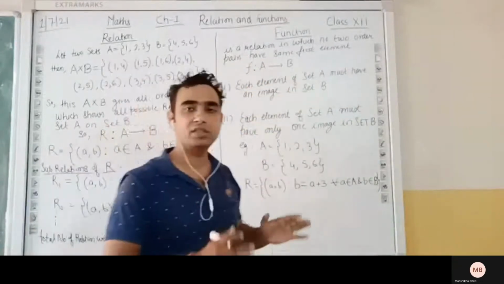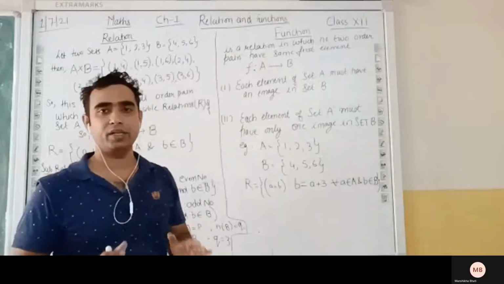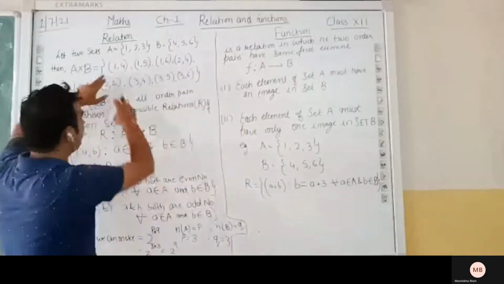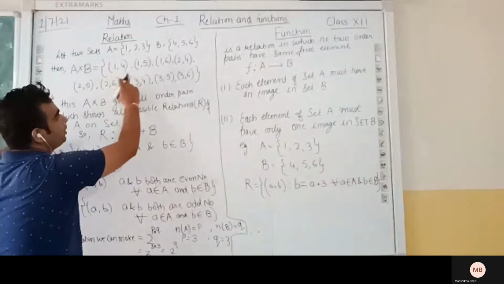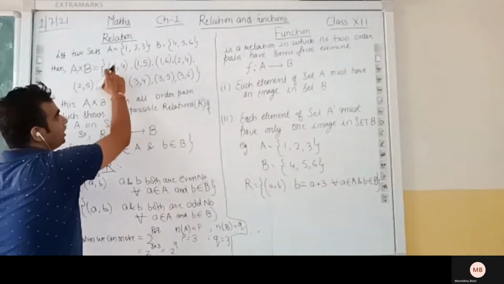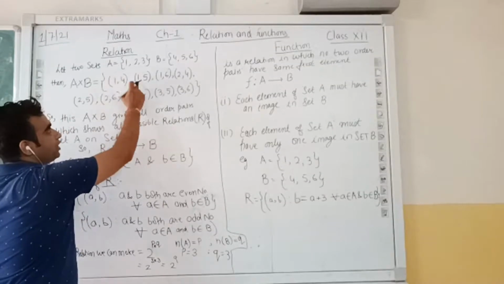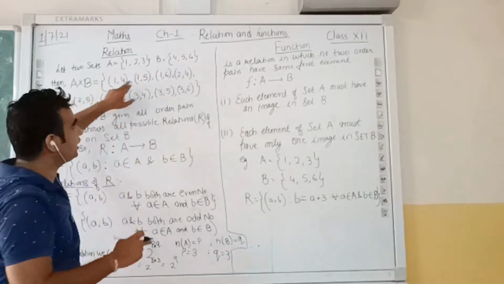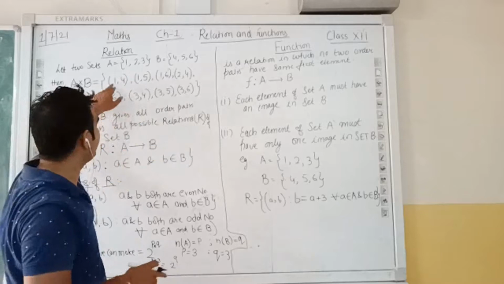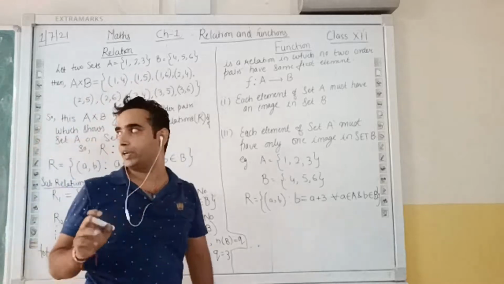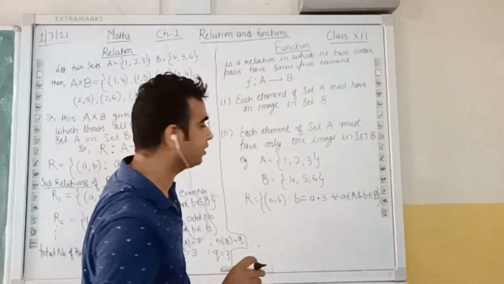It is a relation in which there should not be any order pair whose first element is the same. Like here we have written the elements 1, 4, 1, 5. So like here the first element of the order pairs is repeating. Like here also we have 1, here also we have 1. So the first element of the order pair must not be repeated. Okay, that should not get repeated.